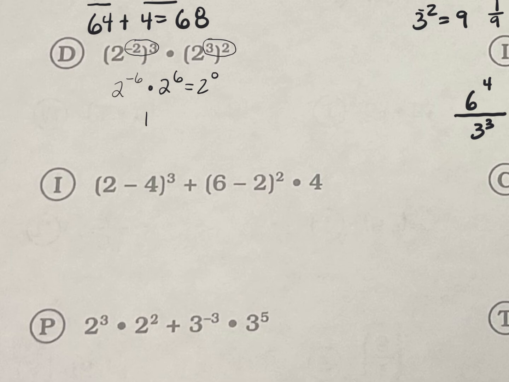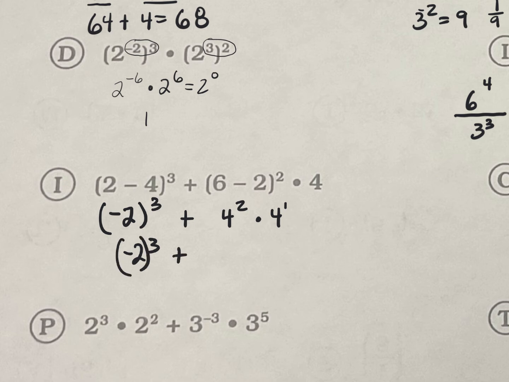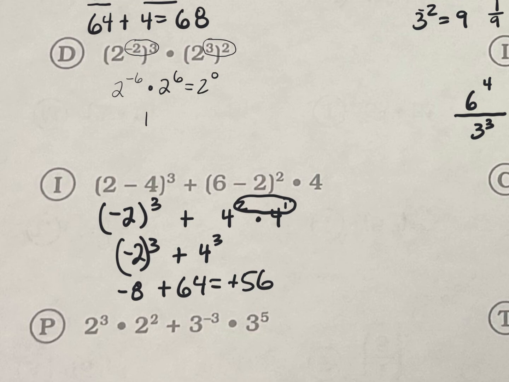This one, -2, we do parentheses first, to the 3rd power, plus 4 to the 2nd power times 4. This is times, so this is like a 4 to the 1st, so this is -2 to the 3rd power plus 4 to the 3rd power. So -2 to the 3rd power is -2 times -2 times -2, which is -8. Plus 4 times 4 is 16, times 4 is 64. Equals 56.